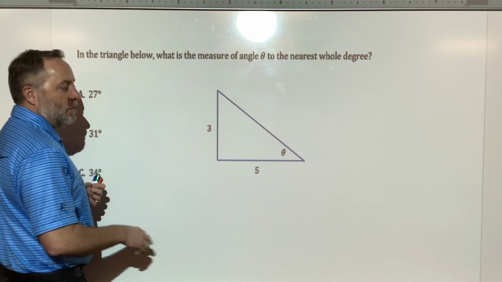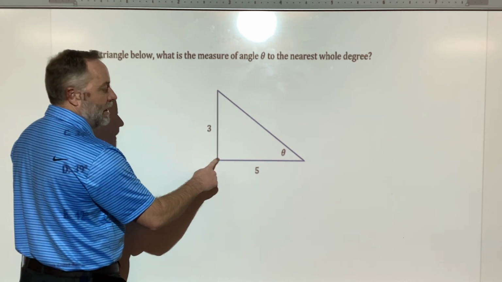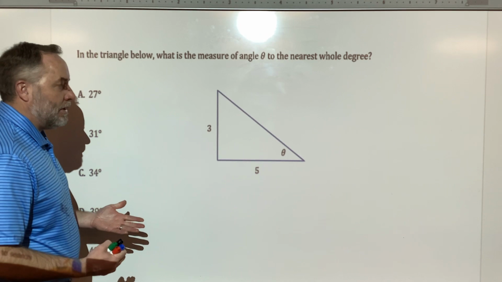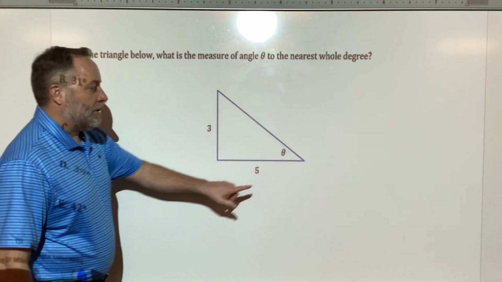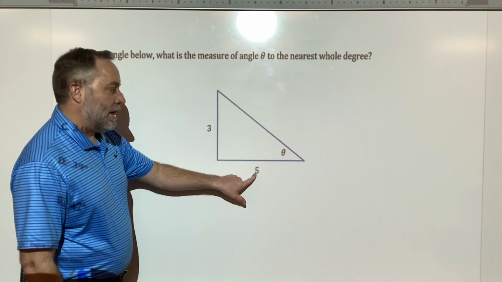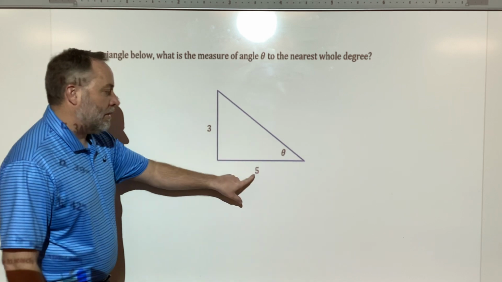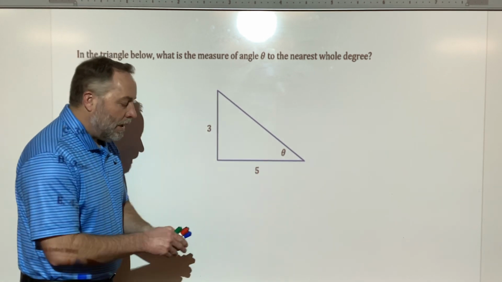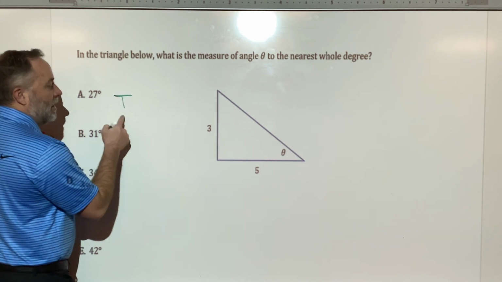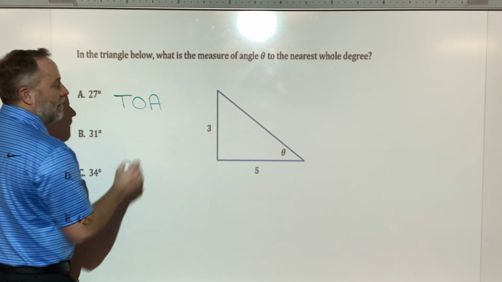So in this case, we want to know angle theta, and we have the side lengths 3 and 5. So another way you can ask that question is you can say, in relation to the angle I have, what sides do I know? And in this case, we know the opposite side of theta and we know the adjacent side of theta. If we remember SOH-CAH-TOA, the TOA piece was the tangent is equal to the opposite divided by the adjacent.